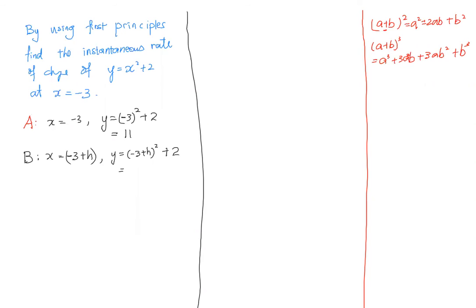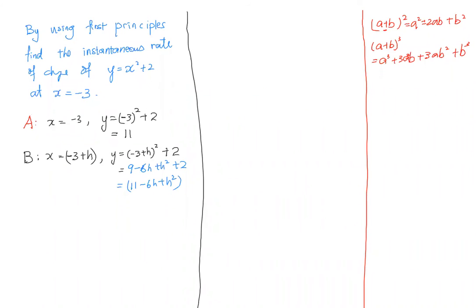I leave it to you to memorize the expansion of quartic as well. So here, negative 3 squared is 9, plus minus 3 times 2 is minus 6h, plus h squared, plus 2. Simplifying, I get 11 minus 6h plus h squared. So this is the y coordinate. Next step, what should I do? Amanda, do you have any idea?